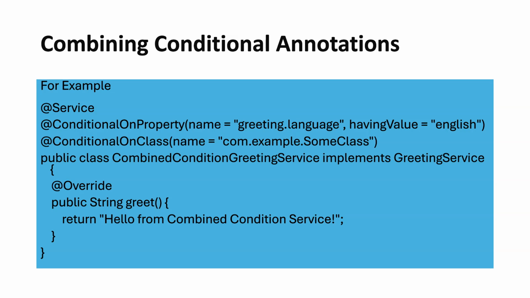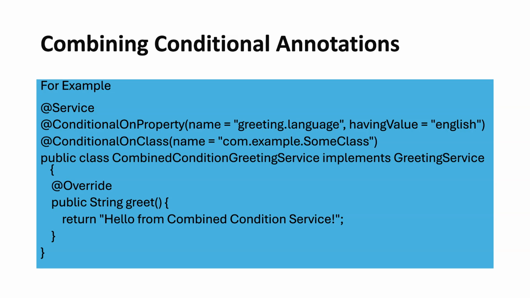First, it will verify that the greeting.language property is set to English. Second, it will ensure that com.example.SomeClass exists in the classpath. If both conditions are met, the bean will be created. If either condition fails, the bean will not be created. This approach gives us fine-grained control over bean creation, making our application context more adaptable to various environments and configurations.